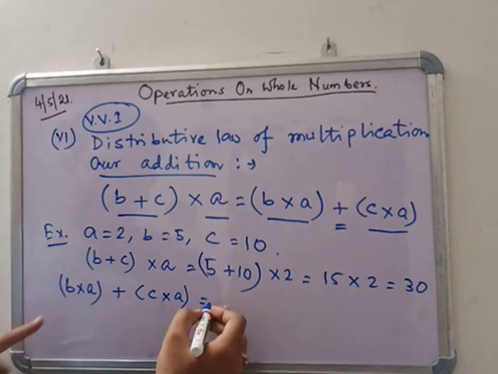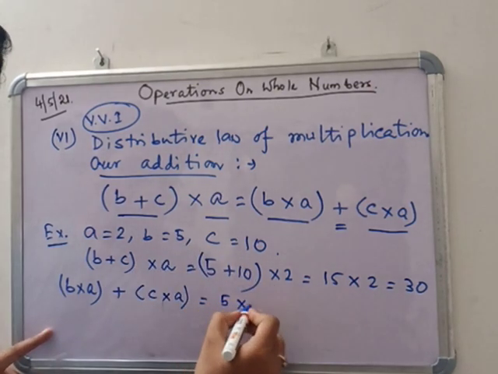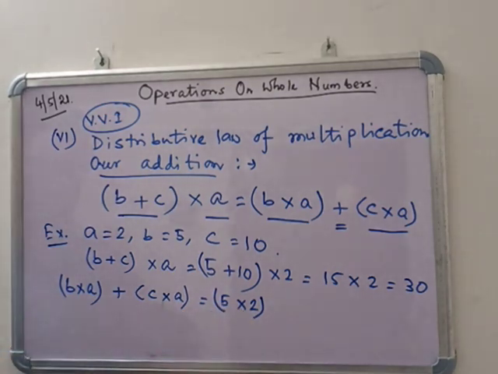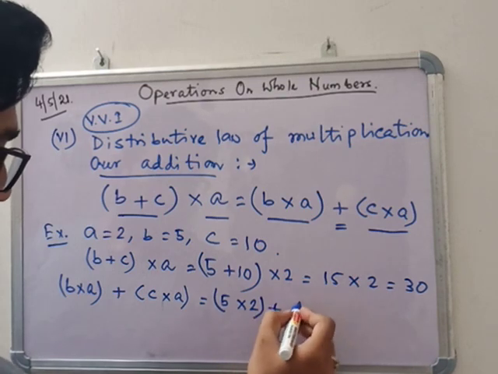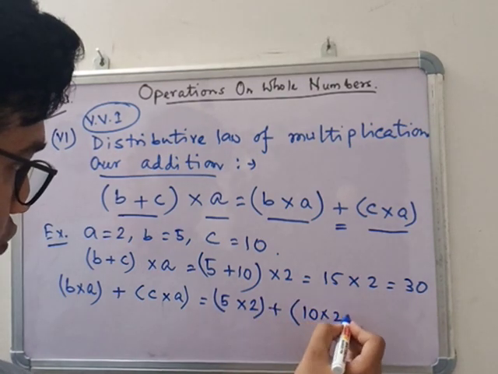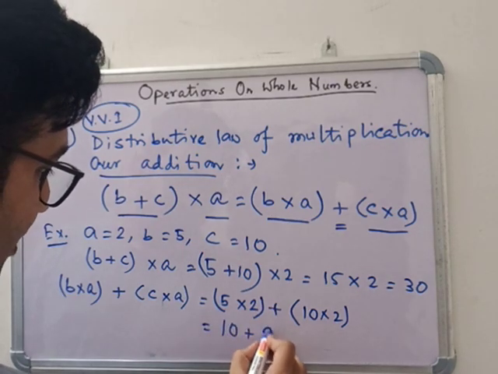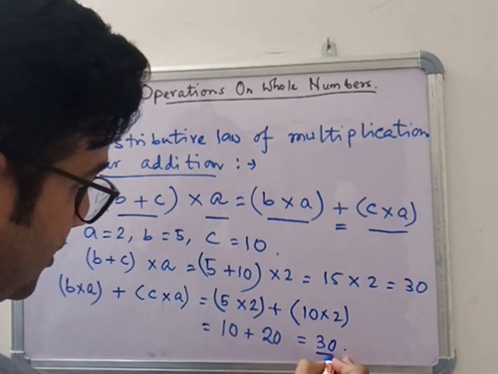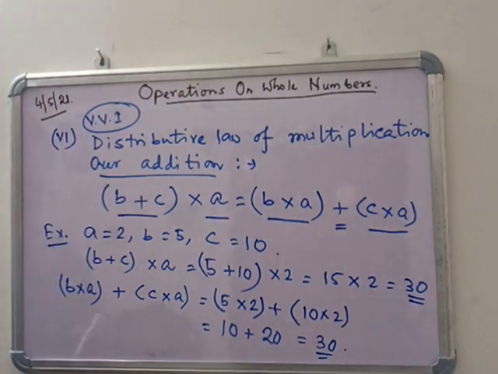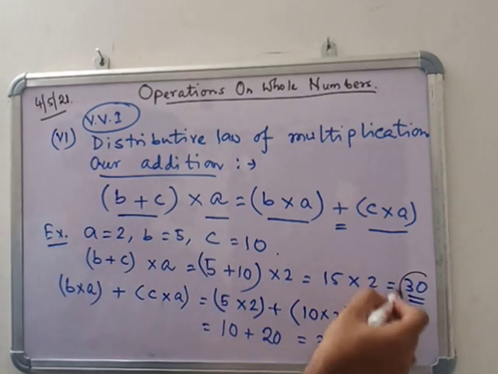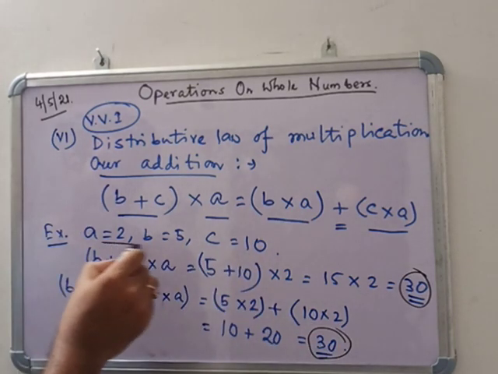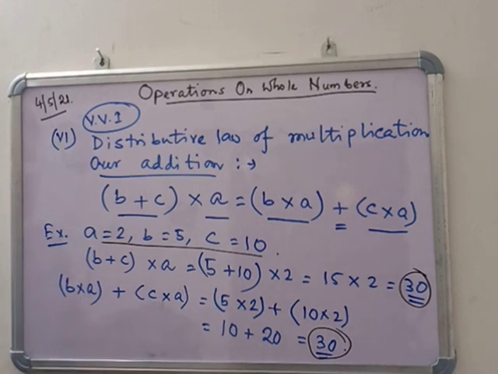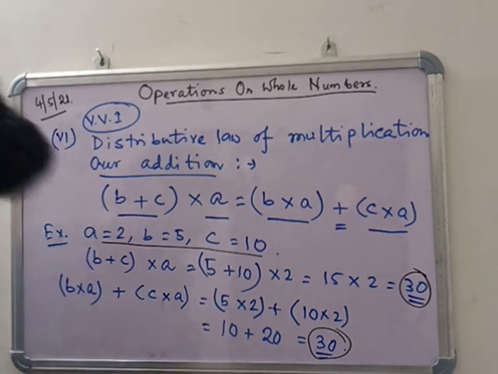So B into A, B value is 5, so 5 into 2, right? C into A, 10 into 2. So that means 10 plus 20, that means 30. So here the values are equal. The value of the left hand side is 30, and the right hand side is 30. So this number follows the distributive law of multiplication over addition.